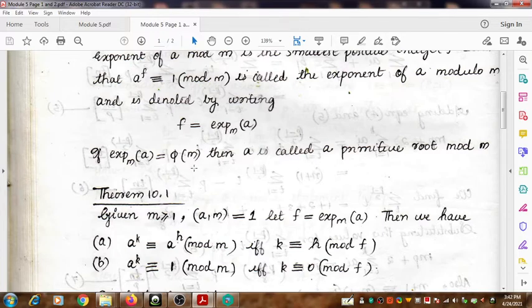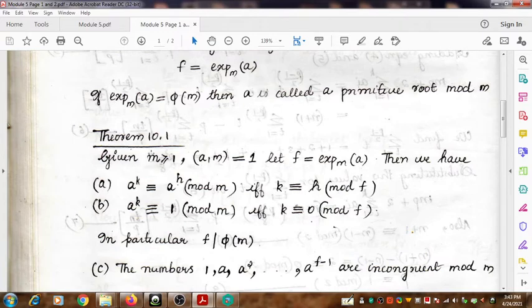In other words, if a is the primitive root mod m, then there does not exist any number which is less than phi m, such that a raised to f is congruent to 1 mod m, where you can consider f as the number having a value less than phi m.